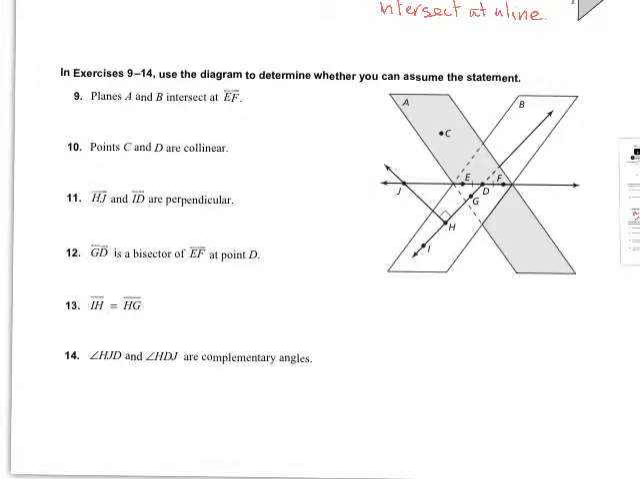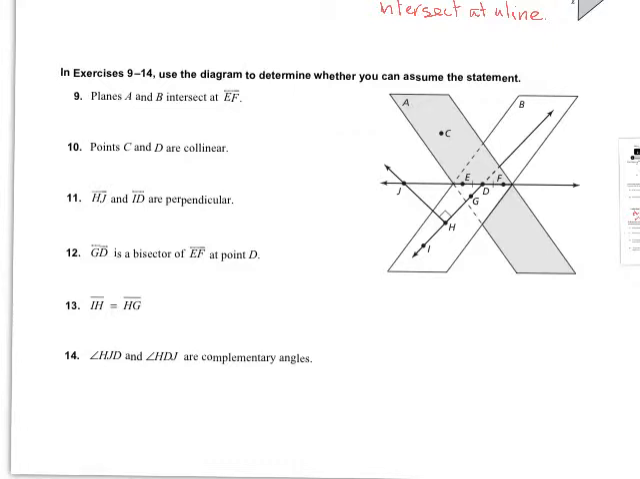So we are working on 9 through 14 together with our groups, okay? Remember as you're working through 9 through 14, make sure to remember the postulates that we just went over when you're trying to determine if these things are true or not. Where it says, can you assume the statement, that is essentially asking you, is it true or false based on the diagram? Remember not to trust your eyes, but trust the facts that you know through the postulates and the different markers on the diagram. All right, let's look at 9.